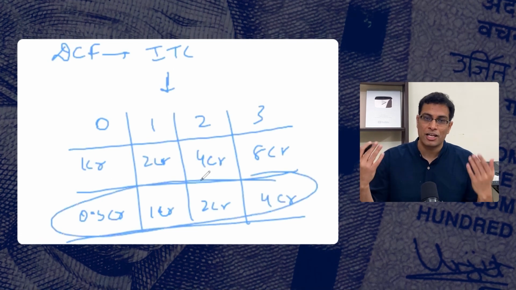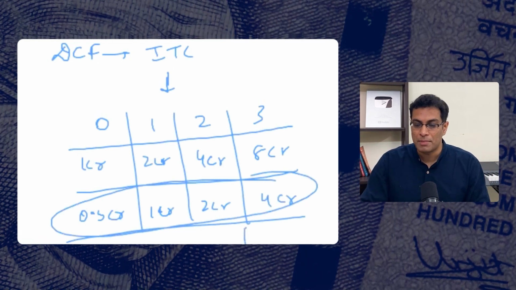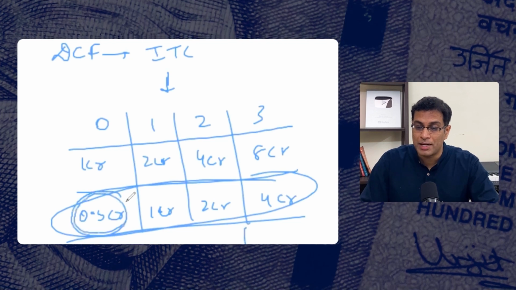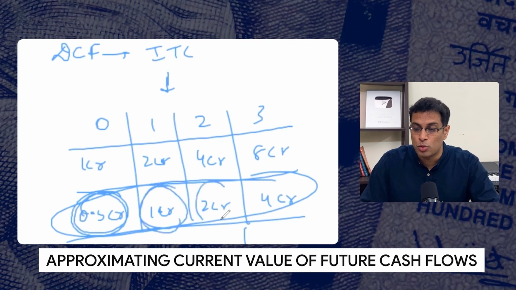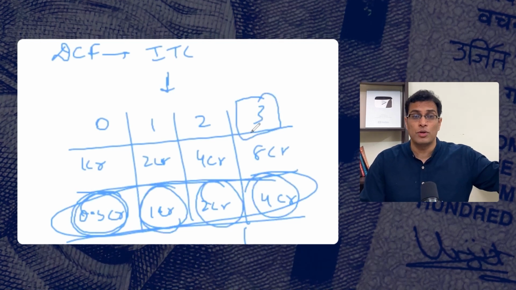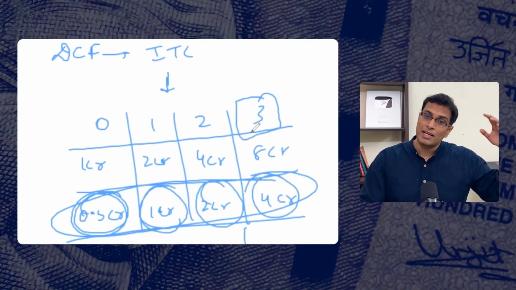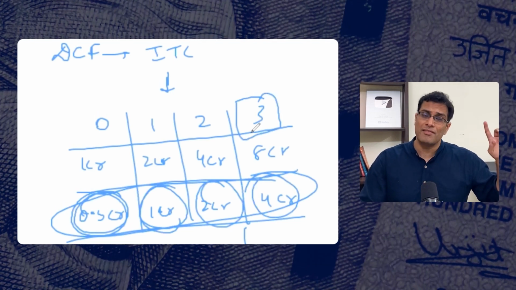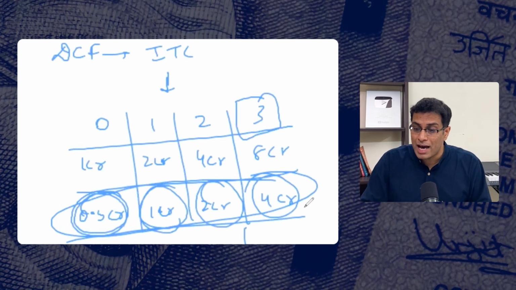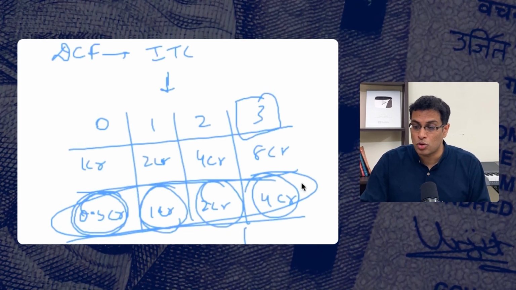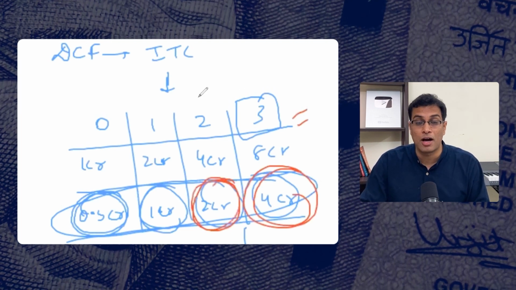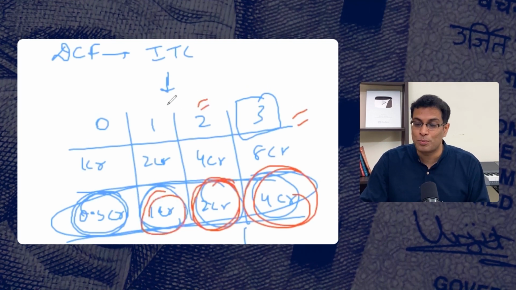So discounted cash flow, in simple terms, uses a mathematical formula where we are trying to approximate the current value of these future cash flows. For example, in year 3, that expected cash flow is supposed to be 4 crore. So we are trying to answer the question: what is the value of that 4 crore rupees 3 years from now, as of today? So we are discounting this 4 crore rupees by how many years? By 3 years. Similarly, this 2 crore rupees by how many years? 2 years. This 1 crore rupees by 1 year.